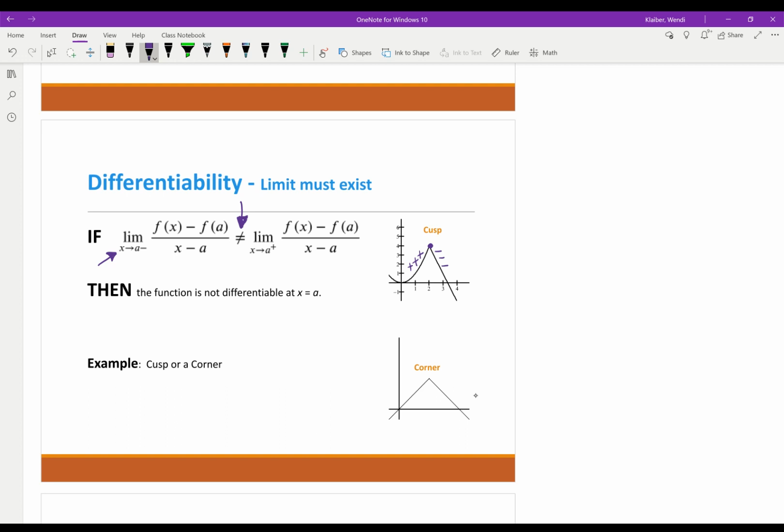Here's another example. As I approach this point, the slope from the left is positive. As I approach from the left, the slope is positive. And as I continue, the slope is negative. So the slope of this function at that point is not equivalent from the left and the right. So this occurs when we have either a cusp or a corner.